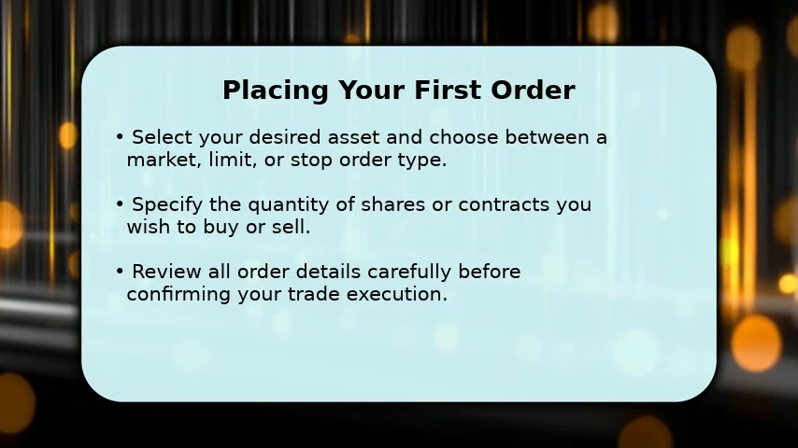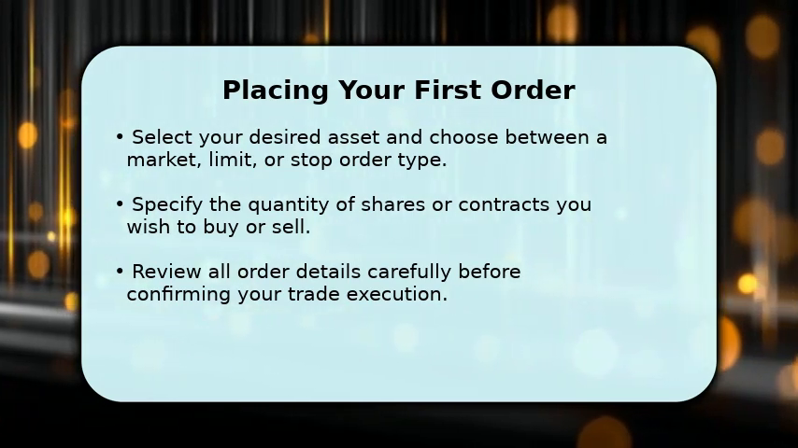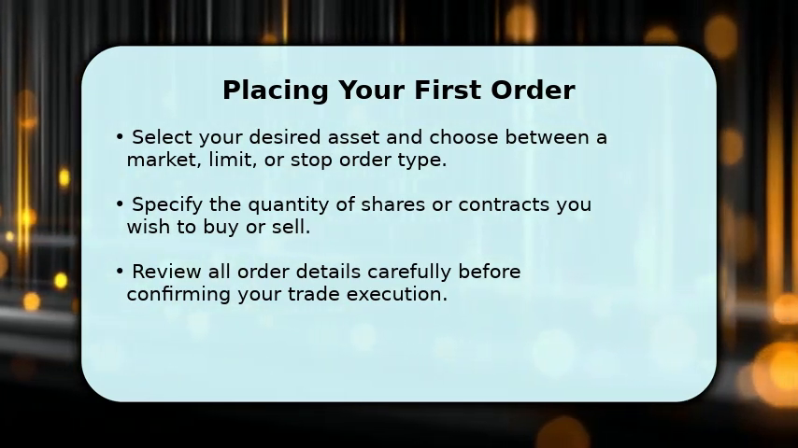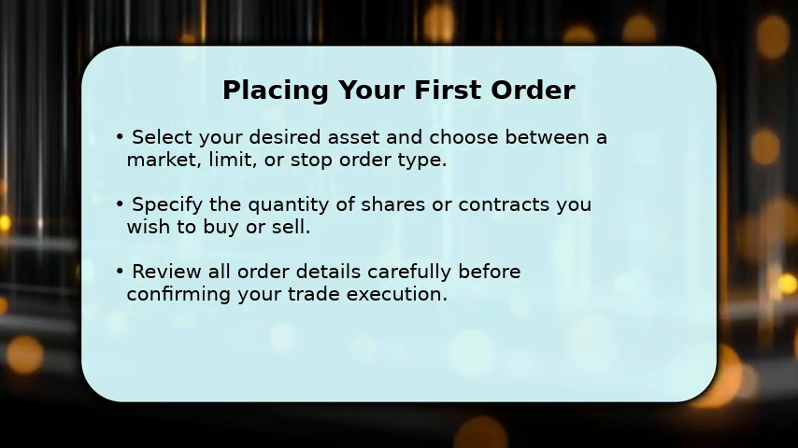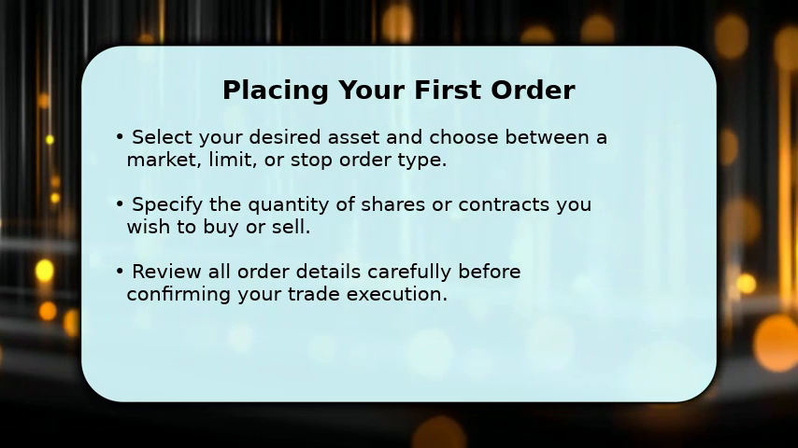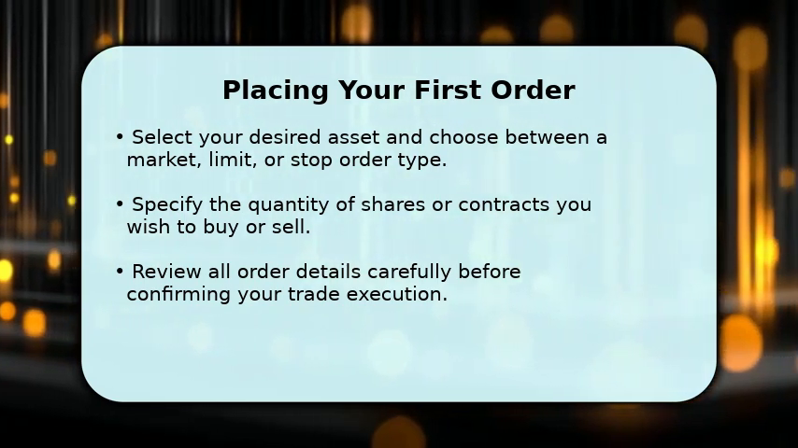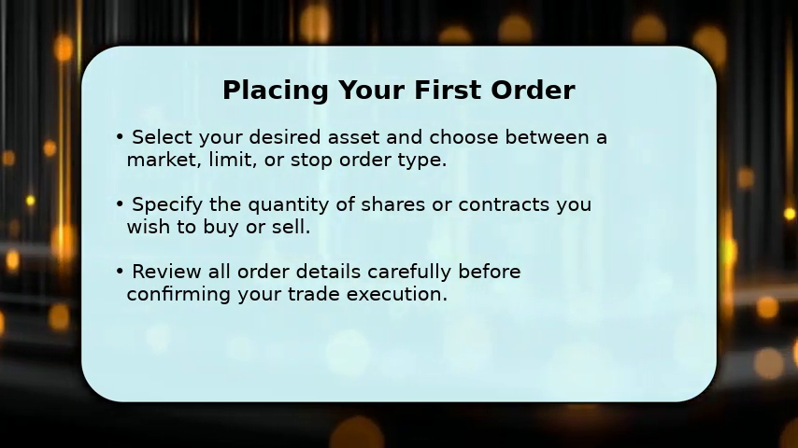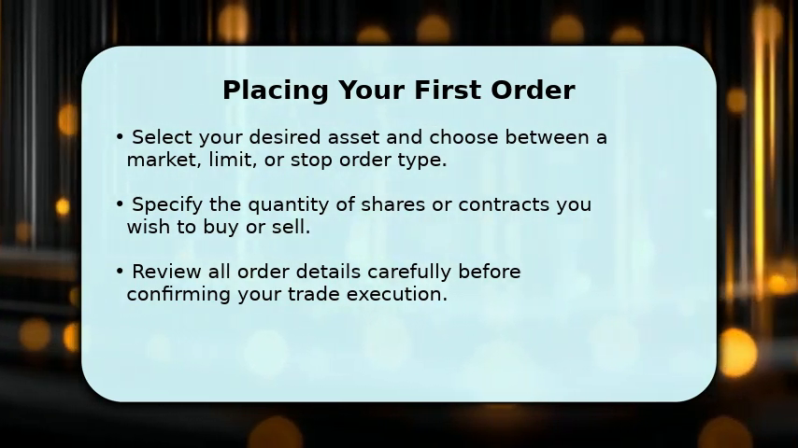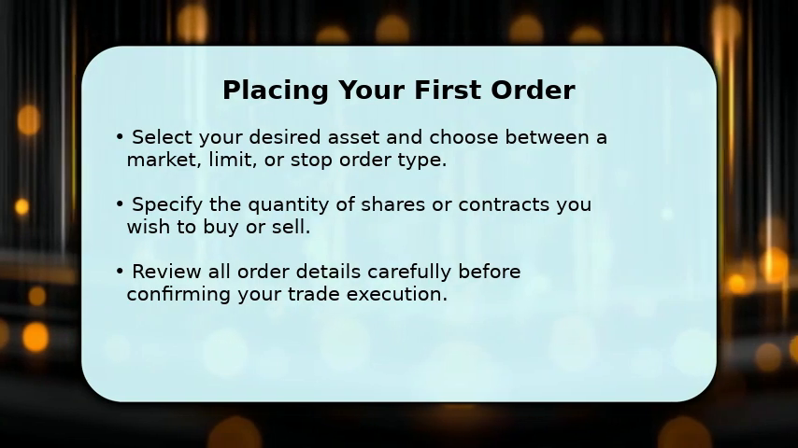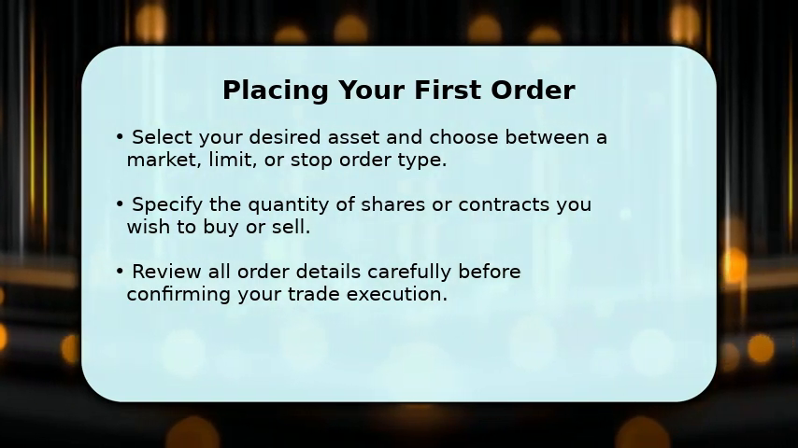Now, let's place an order. Choose the asset you want to trade, like a stock or cryptocurrency. Decide on your order type: a market order for immediate execution, a limit order to buy or sell at a specific price, or a stop order to limit potential losses. Enter the quantity, for example, 10 shares. Double-check all the details, including the price and total cost, before clicking the buy or sell button.